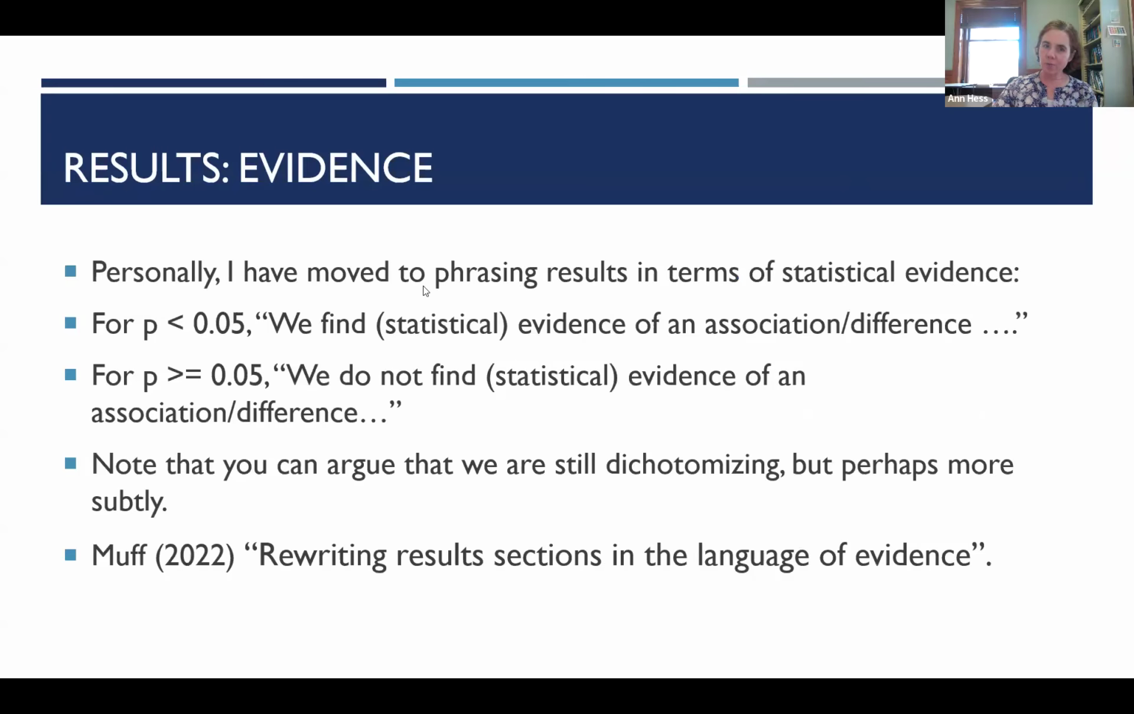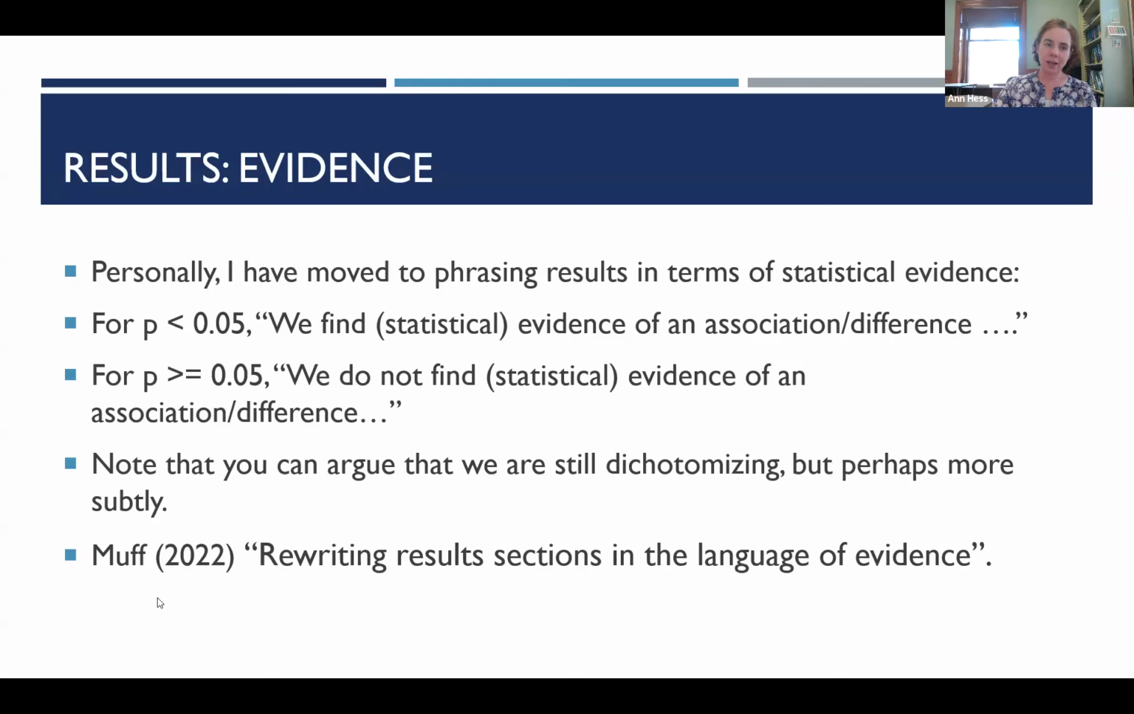So personally, I have moved to phrasing results in terms of statistical evidence. So when I find a p-value less than 0.05, we find statistical evidence of an association or difference. For p greater than 0.05, we do not find sufficient statistical evidence of an association or difference. So you could argue we're still dichotomizing, but I do like the term statistical evidence over statistical significance.